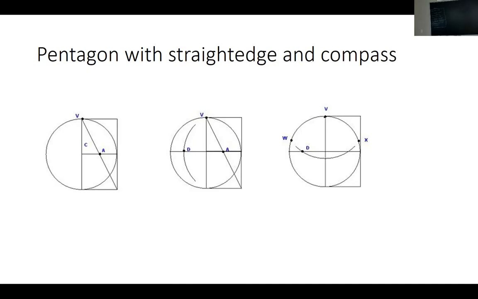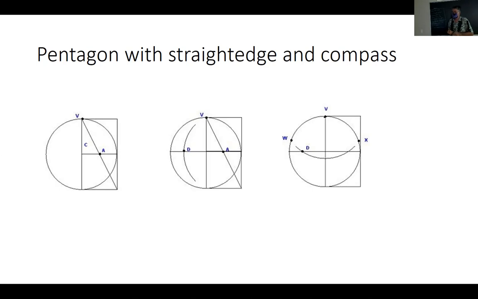Okay, and then over here, I've got two points A and V, so I look at the circle that makes. I intersect that circle with this diameter here, that gives me a point D. I then take the compass and put it at V and go to D, and I make a circle, and I get the points W and X on the circle, and this happens to be 1/5 of the circle, and we can make a pentagon now. Okay, so this is all straight edge and compass, static geometry.